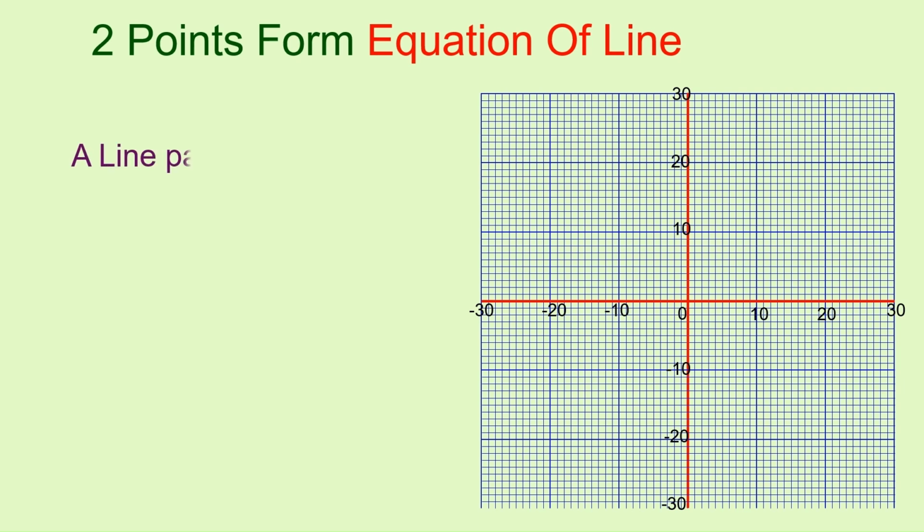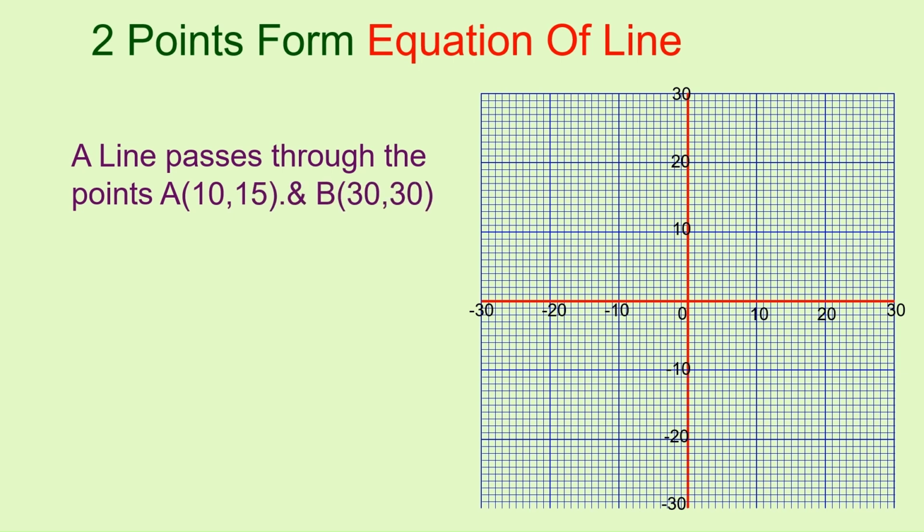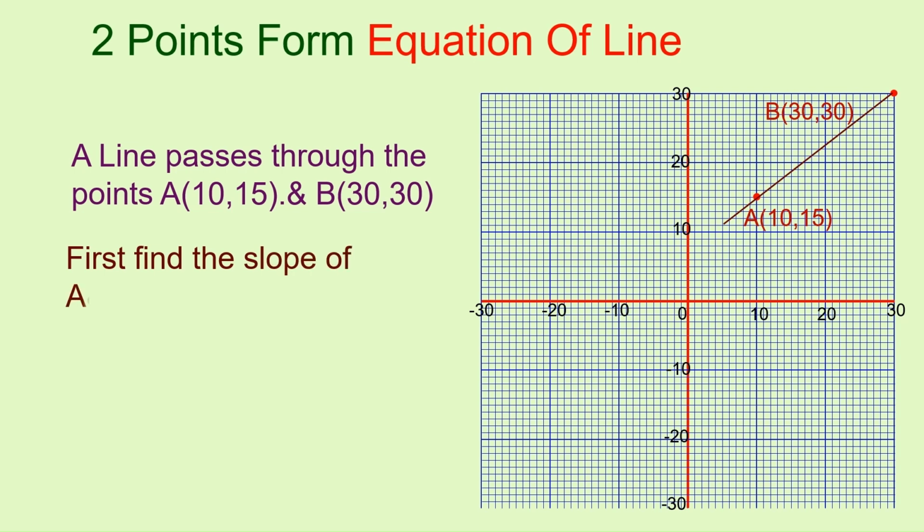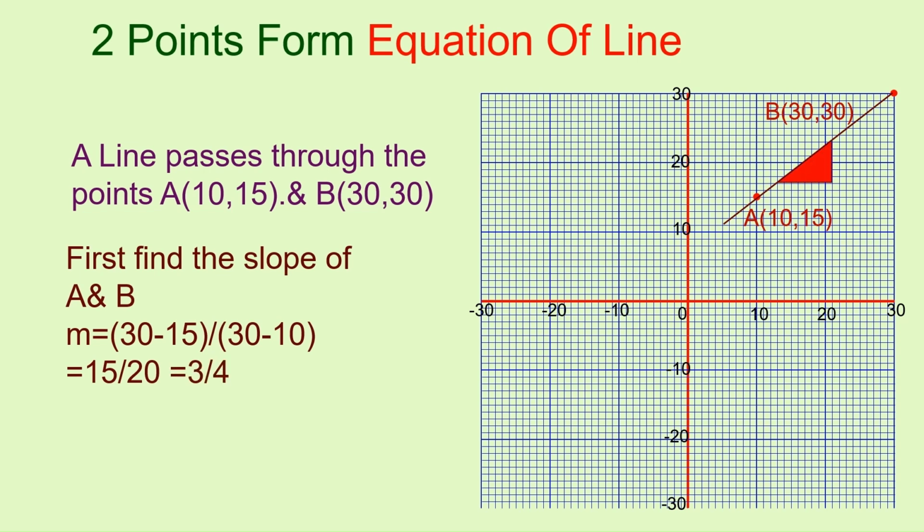Two points form equation of a line. A line passes through the points A (10, 15) and B (30, 30). First find the slope of AB. m equals (30 minus 15) divided by (30 minus 10), equals 15 divided by 20, equals 3/4.